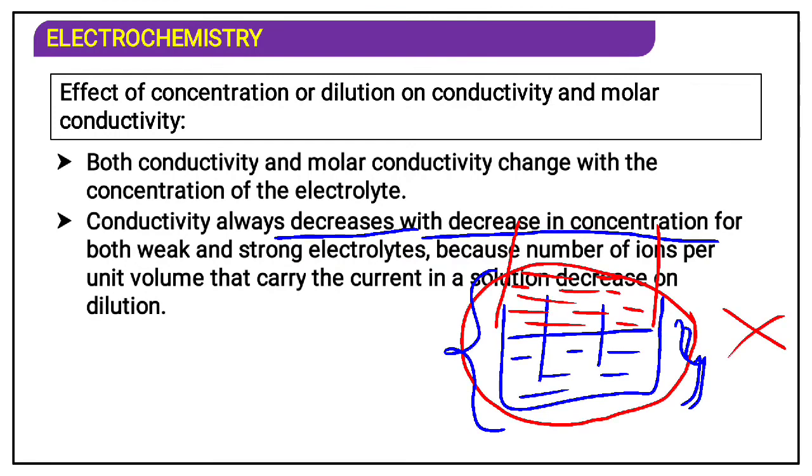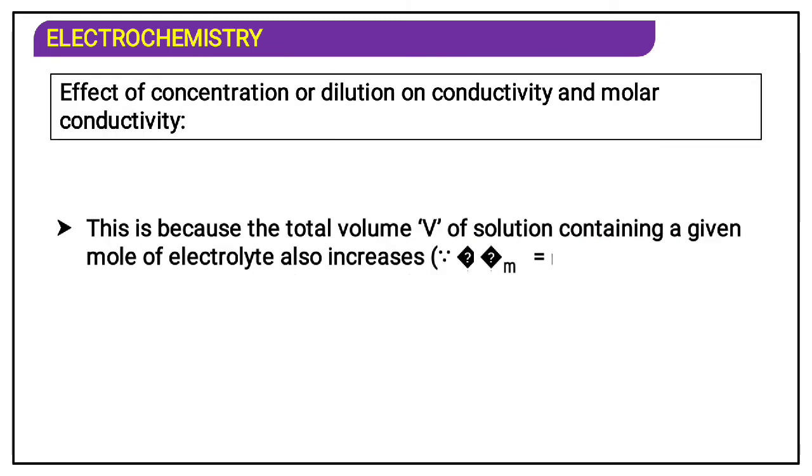So when you increase the dilution, or decrease the concentration, the conductivity of this electrolytic solution decreases, because the number of ions present in a particular volume decreases when you increase the dilution or decrease the concentration. That's why conductivity decreases. So the effect of concentration or dilution on conductivity and molar conductivity is covered.